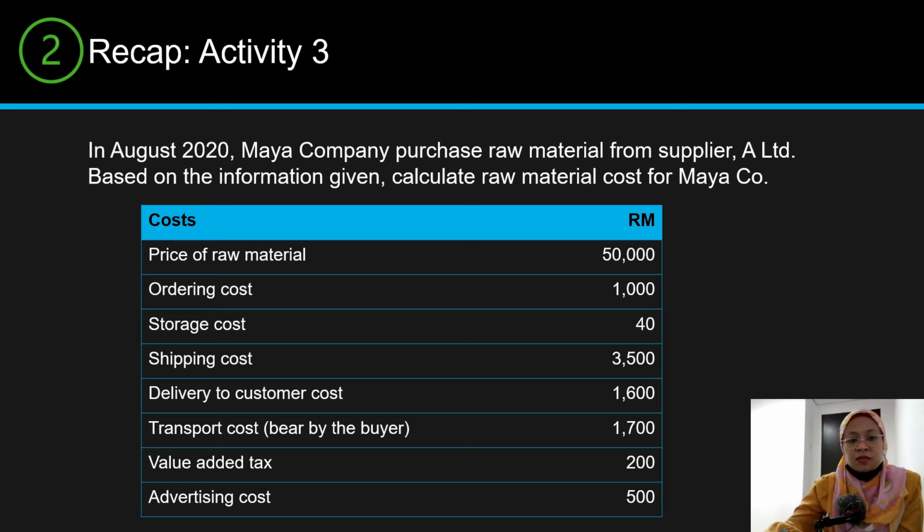Let's look at the question. Yes, recap activity 3. In August 2020, Maya Company purchased raw material from supplier A Limited. Based on the information given, calculate raw material cost for Maya Company.